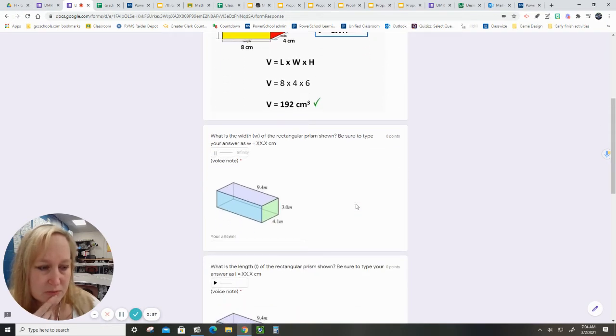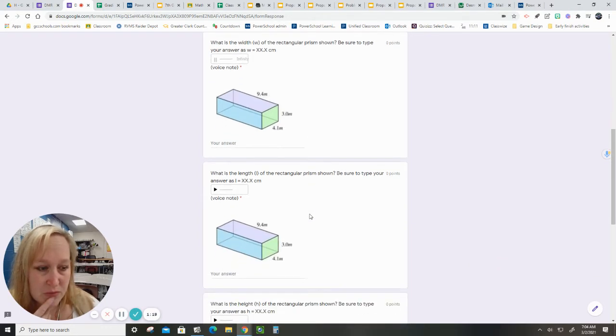This question asks you to determine what the width of the rectangular prism above is. So be sure to type your answer as lowercase w space equals the number and the appropriate units. So you will choose one of these and type it in here. Which one of the lengths above is the width? You're going to choose one, type it here.